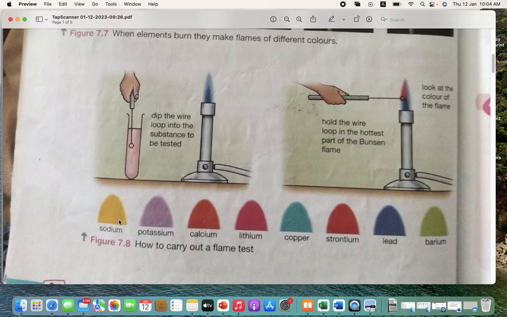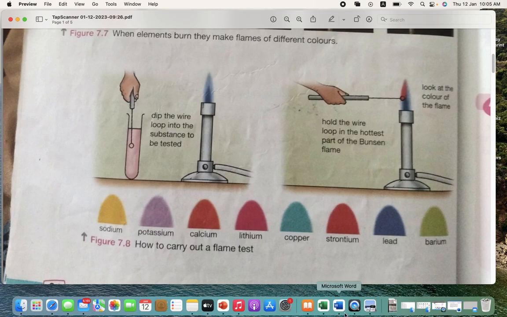Okay, sodium is yellow, potassium is purple, as we said, calcium is red, as we said, lithium is what? What color is this one? Pink. Magenta, yeah, this is magenta color. Okay, the copper is blue, like we said, and strontium is, I think, red also, and then lead is dark blue, and barium is light green or lime.